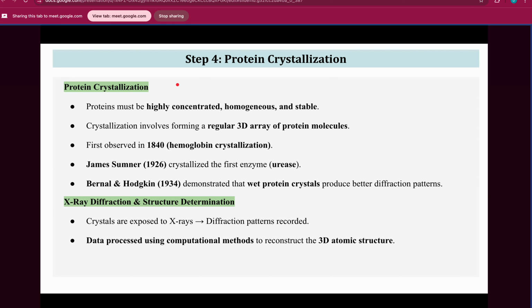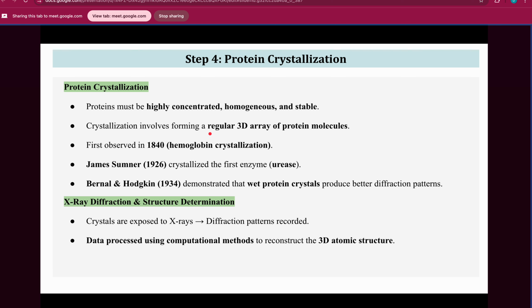Now the fourth step is protein crystallization. Till now we have seen how we have obtained a sufficient quantity of the protein and purified it. After all these steps, the next step is crystallization, which is very important to observe the protein with the help of X-rays. For that, the protein must be highly concentrated because we cannot work with a small quantity of protein. It should be concentrated, homogeneous, and stable. We purify it because we want to obtain a homogeneous protein; we do not want contamination of multiple proteins in a single crystal.